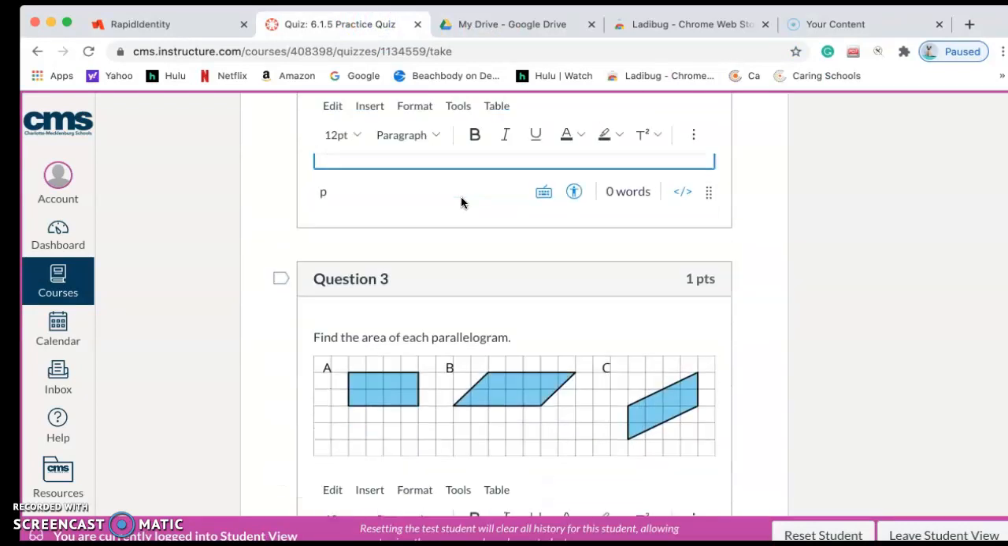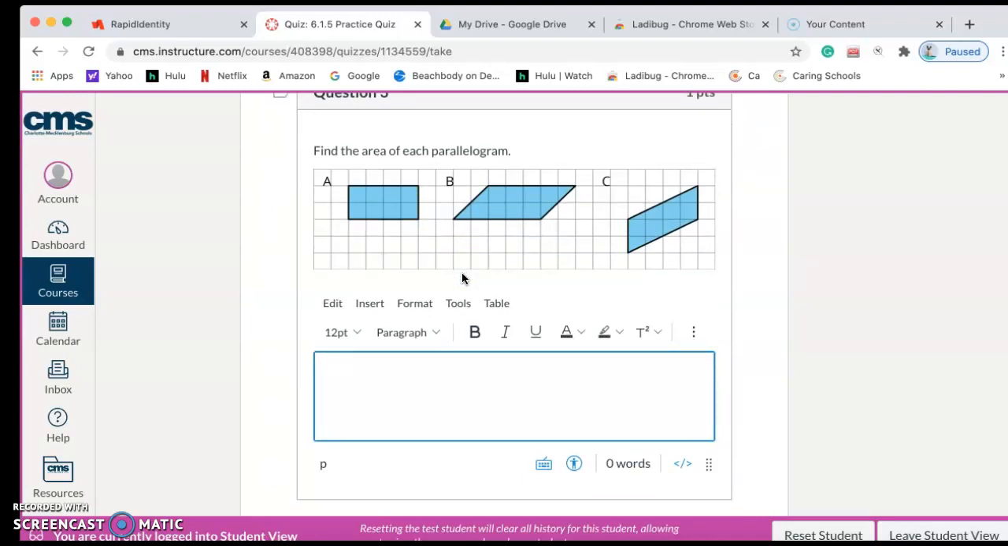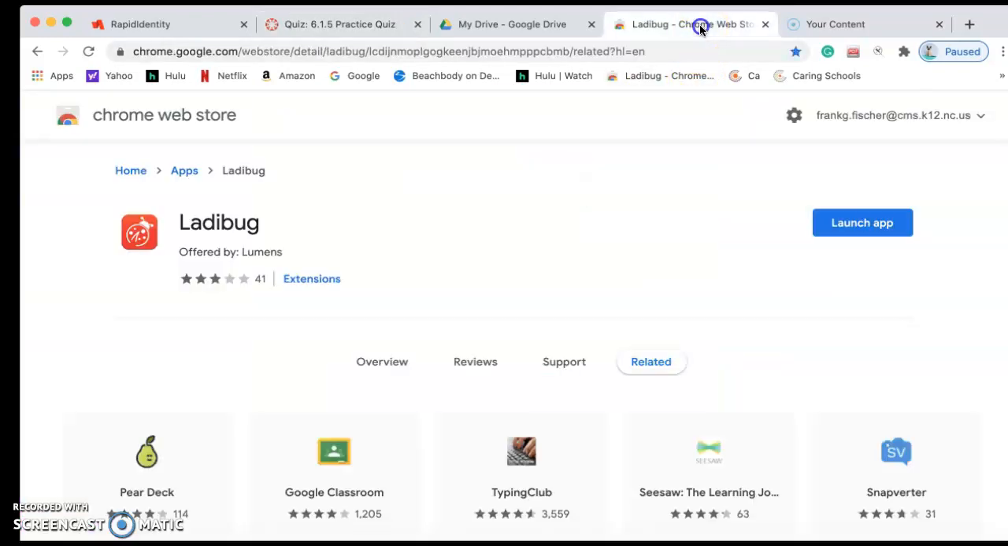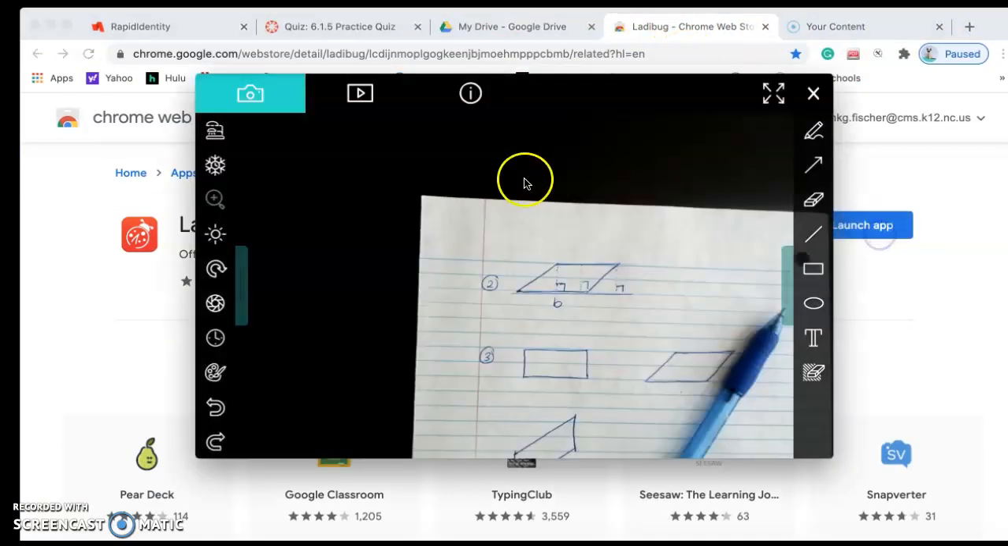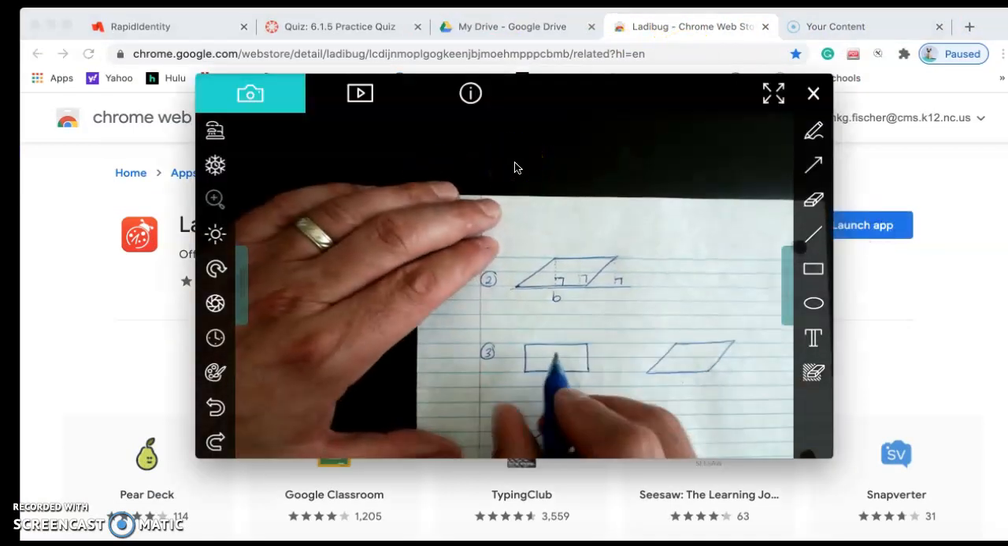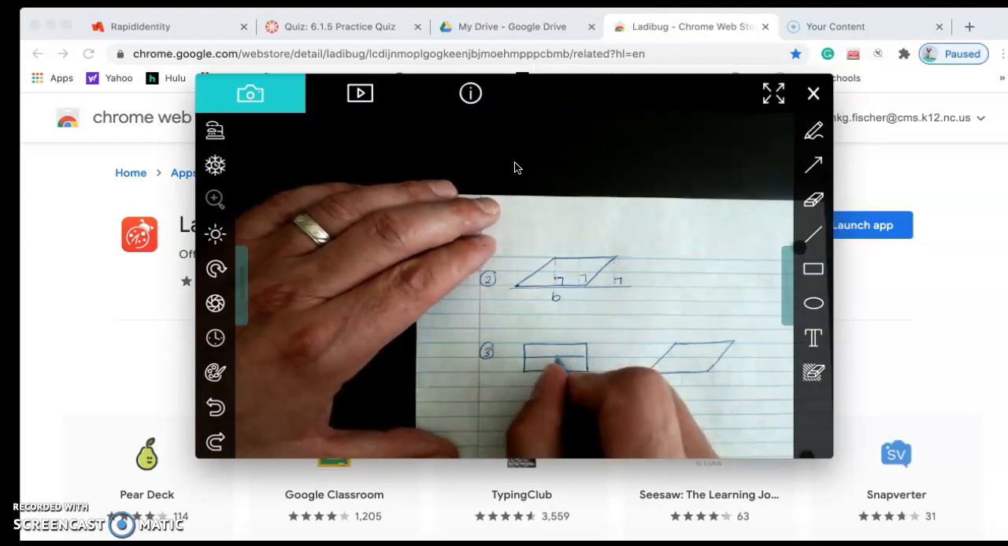Question 3. Find the area of each parallelogram. Okay, so again, I'm going to add some numbers. Just to show you, this is 1, 2, 3, 4. This is 1, 2. So the height would be 2. The base would be 4. So if I go into Ladybug again, launch the app, I would have had a height of 2 and a base of 4.